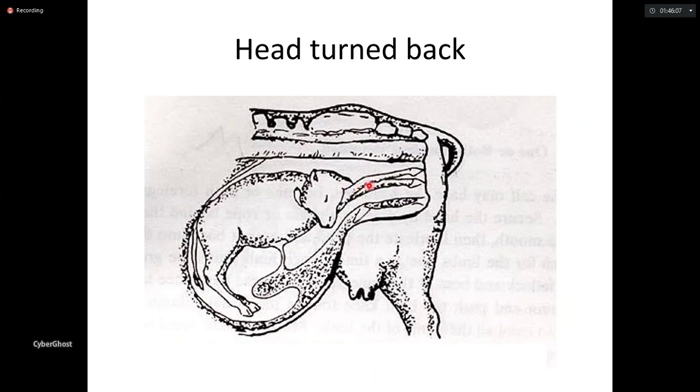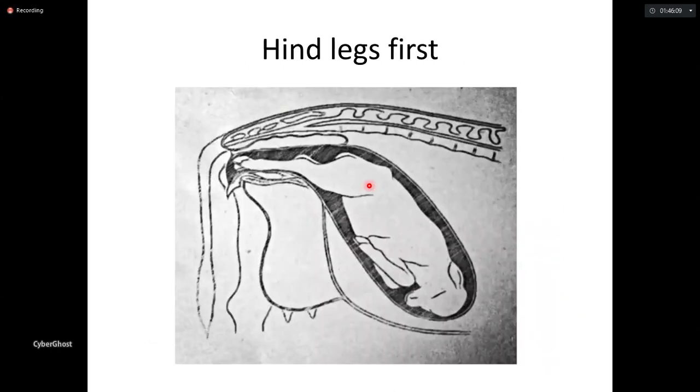Right? Those are kind of abnormal situations, right? Or maybe the other way, right? Back legs are coming first, right?